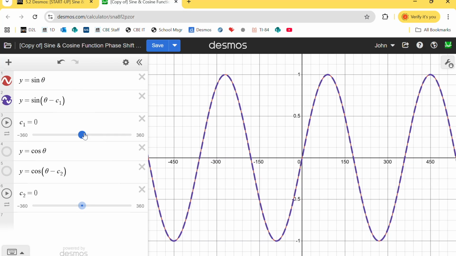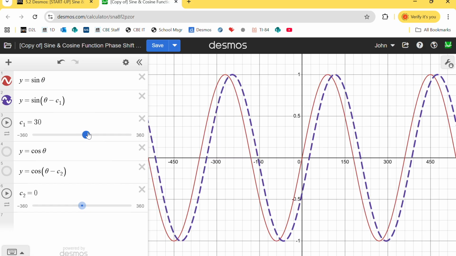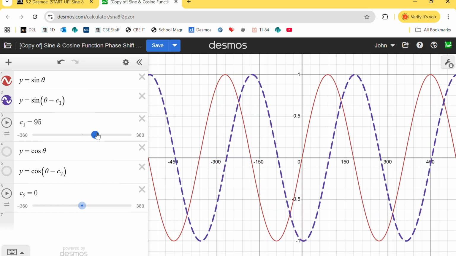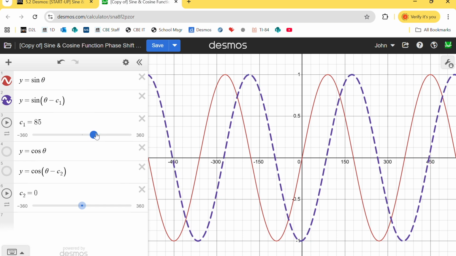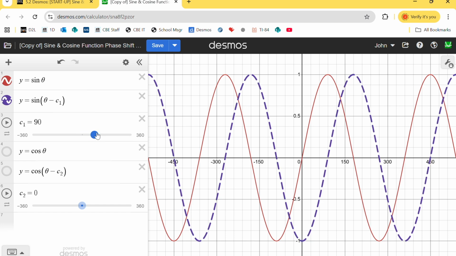So this is in degrees. So you see the x-axis in degrees. What happens when I go to 90 degrees? So let's read the graph here. I'm going to go to 90 degrees to the right, so c value of 90. Well, 30, 60, 90, right? So it's out of phase by 90 degrees. So that would be y equals sine of theta minus 90.